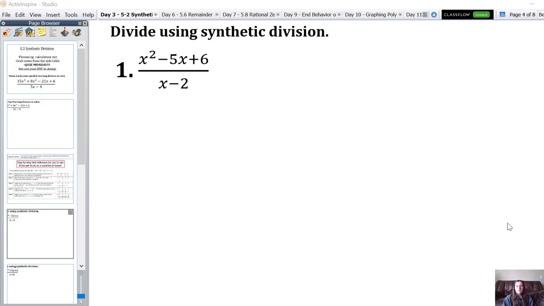The other form of polynomial division that we have is called synthetic division. Synthetic division is set up a little bit differently from long division, but it looks a lot cleaner because it doesn't have the variables and the exponents involved.